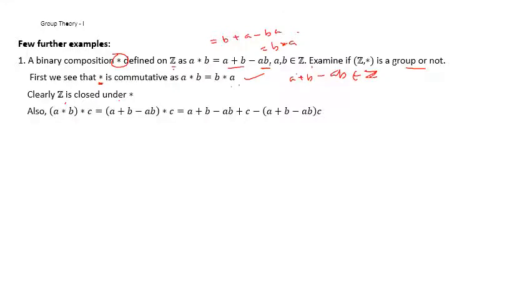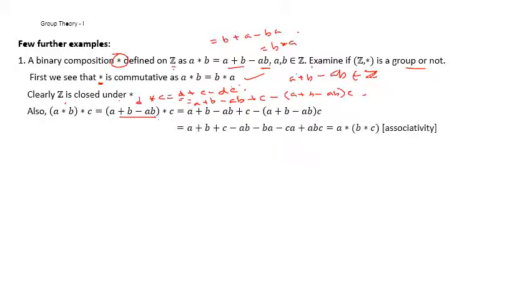Next we show associativity. That means if we look at A star B star C, what is A star B? A plus B minus AB. This is combined with star C. Suppose we think of this as D, so this is D star C. D star C means D plus C minus DC. Now in place of D we substitute A plus B minus AB: A plus B minus AB plus C minus, in place of D, A plus B minus AB into C. So this is how we get it. We can expand this fully and write it like this.